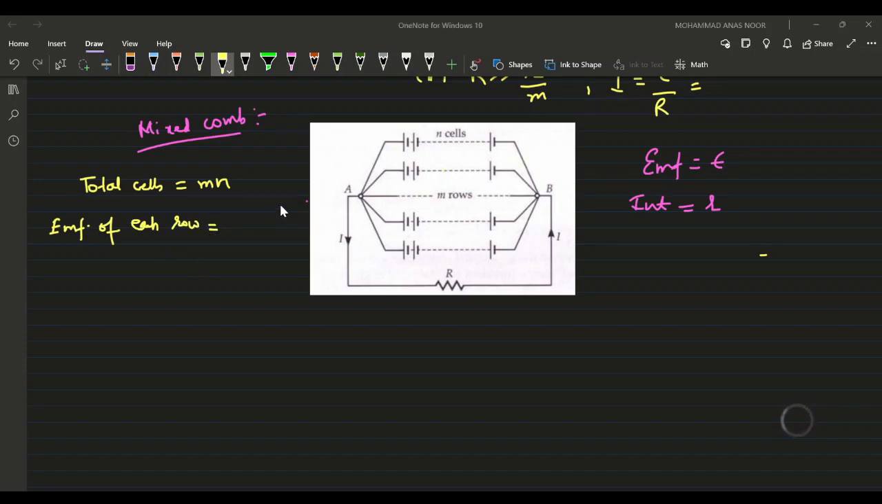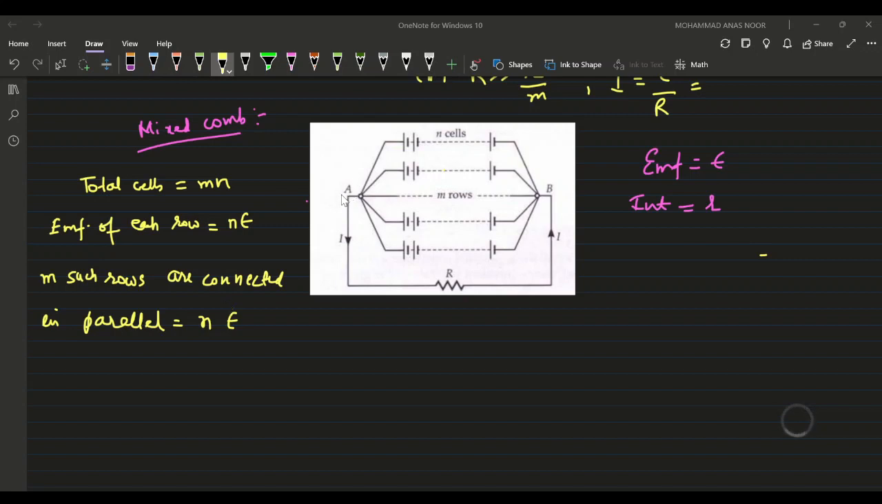So emf of each row, what would be the emf of each row of n cells? It would be nE. Now m such rows are connected in parallel, right? And we know in parallel, no matter how many cells you connect, the EMF still remains the same. It would be still nE, isn't it? I mean to say the combination EMF, the total EMF would be nE only, correct?